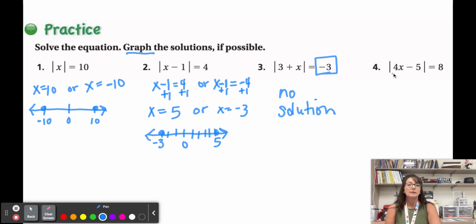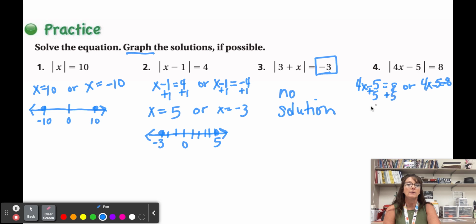Okay. Last is number 4. The absolute value of 4x minus 5 is equal to 8. And if you notice, I'm doing all of these because they are all so new, just to give you more explanations and more examples of watching them being done. So we're going to solve 2 equations. 4x minus 5 is equal to 8, or it could also be equal to negative 8. So again, this is a 2-step equation now.